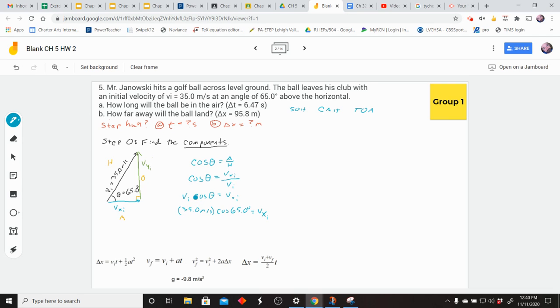Ask the calculator: what is 35 times the cosine of 65.0? Making sure, of course, that we are in degree mode. I'm sorry, I said radians. Vx initial ends up being 14.7916. Okay, I'm going to call it 14.8. So 14.8 meters per second is this one. So I've got that. Now I need to get Vy initial.